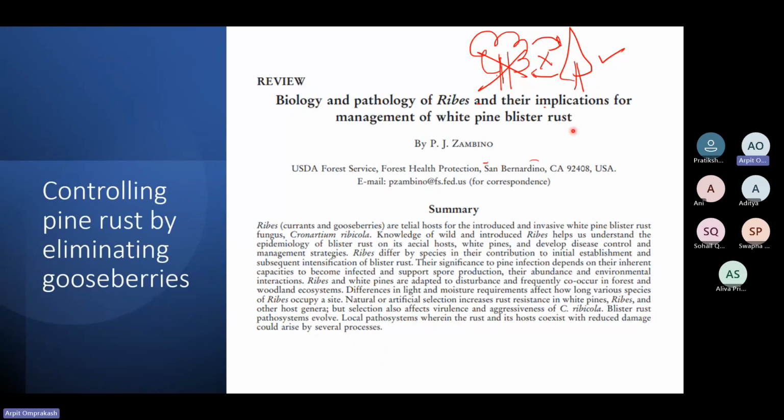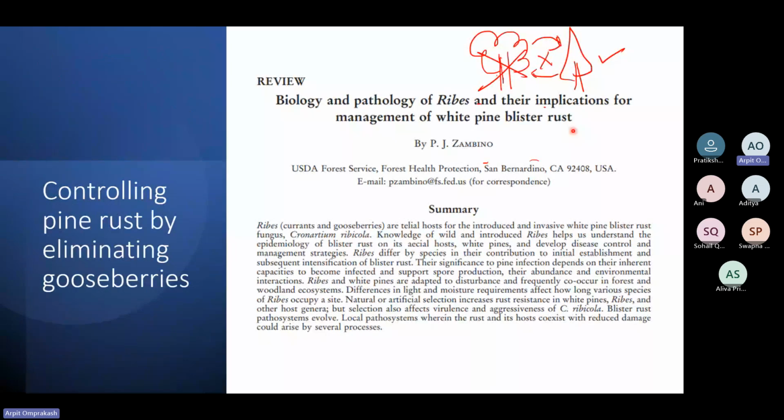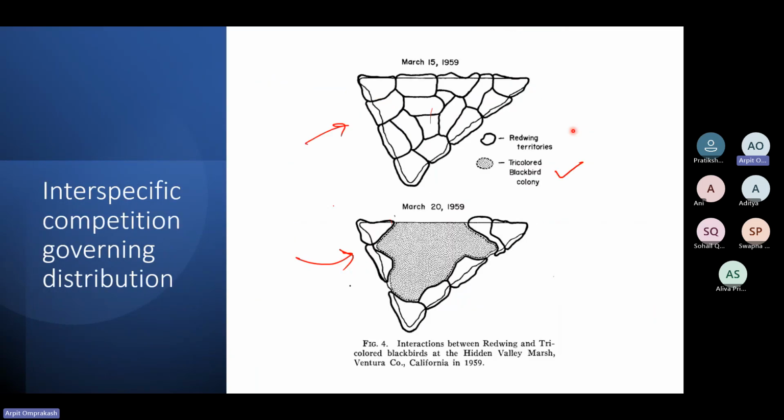Again, we can make use of these learnings to control things, such as controlling pine rust by removing gooseberries, because the organisms that lead to these diseases need both of these trees to complete their life cycle. So if you isolate the trees, and only one kind of tree is present, they won't be able to do it.